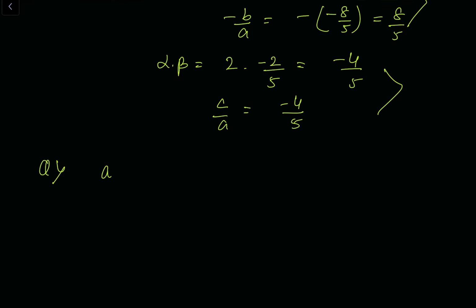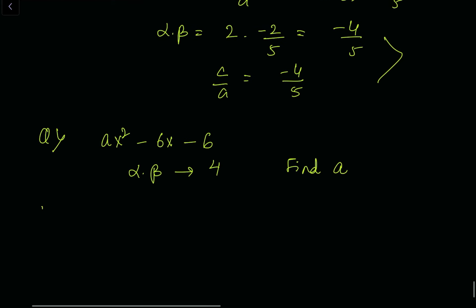Suppose a polynomial is given to you, ax square minus 6x minus 6. And it is given to you that alpha into beta, that is the product of the zeros, is 4. And the question is to find a. How will we go about this? When we compare the coefficients, we get to know two values, but the other values we do not get to know. For example, this coefficient is a, so if you take ax square plus bx plus c, then you get to know b and c values are given.